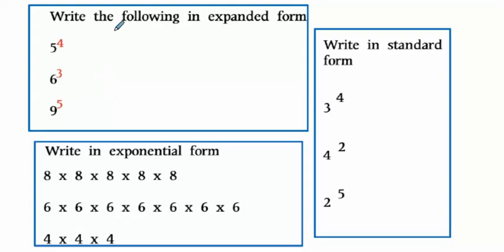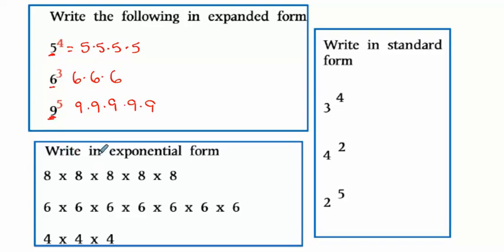If I wanted to write these in expanded form, that means I'm stretching them out. So 5 to the fourth power, this is my base. This number tells me how many of those bases. So 5 times 5 times 5 times 5. That's expanded form. Okay, this is my base, 6. This is how many of them. So 6 times 6 times 6. 9 to the fifth, so 9 times 9 times 9 times 9 times 9. Remember, the base is the number you're multiplying.